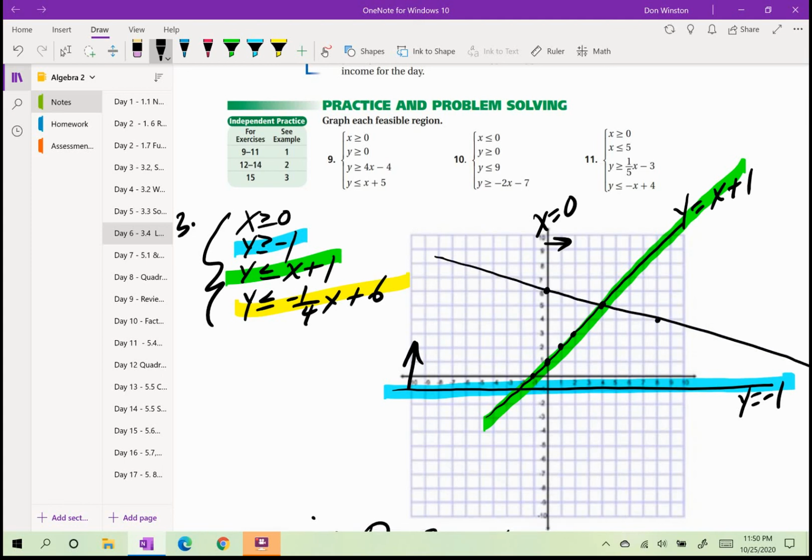And that says I have to be below that line. And of course I have to be below that line because it says less than. y is less than or equal to x plus 1. I have to be below that line. And then y is less than or equal to negative 1/4 x plus 6. I have to be below that line. And I have to be to the right where x is greater than or equal to 0 and y is greater than or equal to negative 1. So my feasible region then is all of this here.